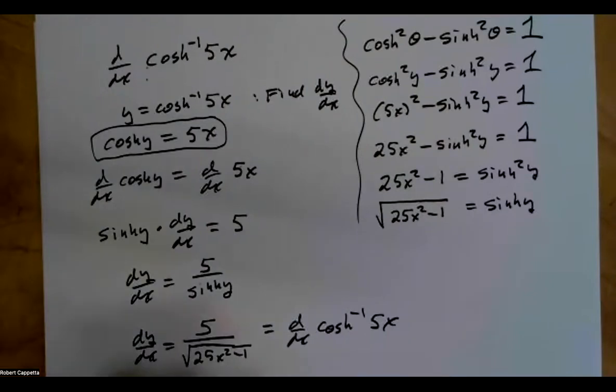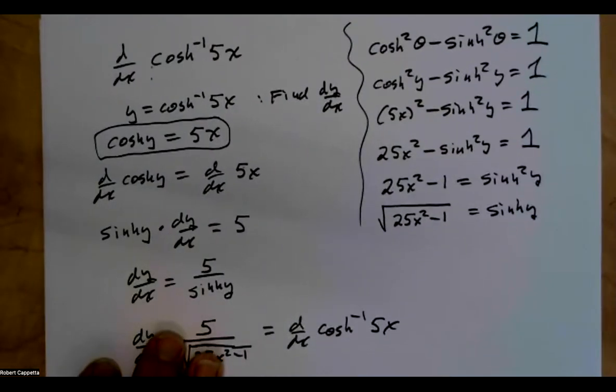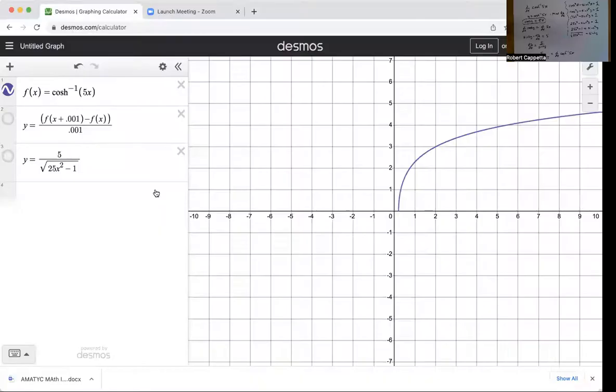So let's examine some of these graphs. Again, our question is looking for the derivative of the inverse cosh of 5x. So going to Desmos, I have the graph of the inverse cosh of 5x. Now take a look at this. Here's the graph of the inverse cosh of 5x. Notice the slopes of the tangent are always positive. So its derivative will never be negative. This function is never decreasing.